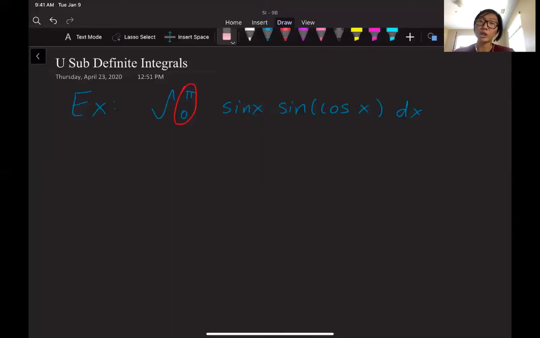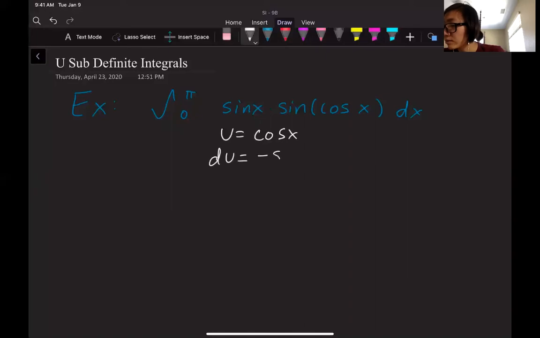So instead, what we're going to do is change those limits of integration, right? The way that this works is we're going to proceed with our u sub as normal. So I'm going to let u equal cosine of x, because that's the piece that's causing me the most difficulty right now. So if u is equal to cosine of x, that means du is going to be equal to negative sine of x dx, right? So now this is just a very quick substitution.